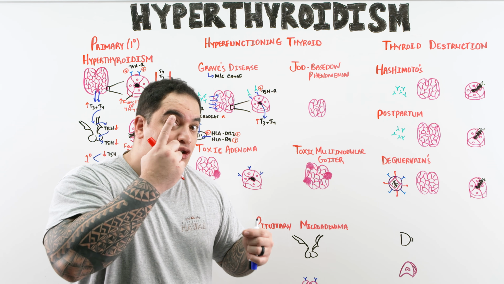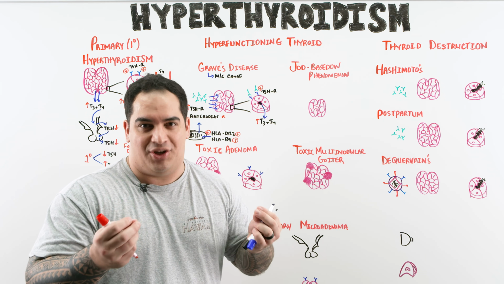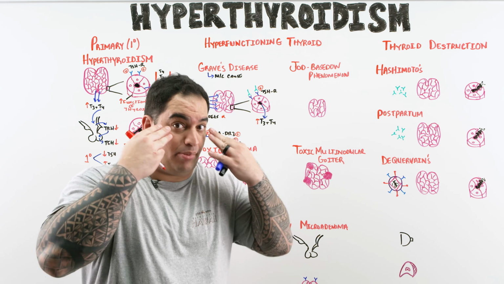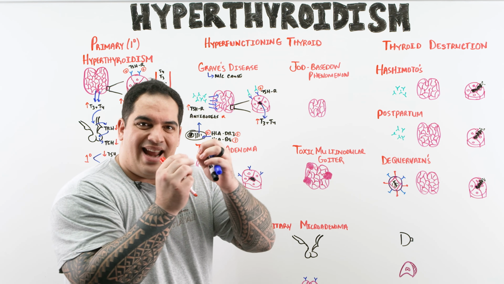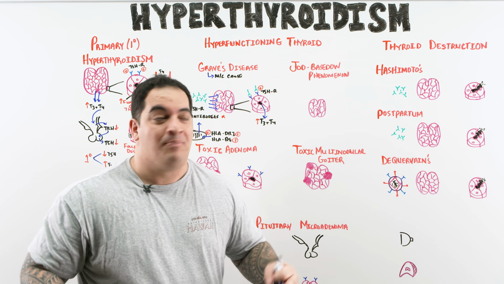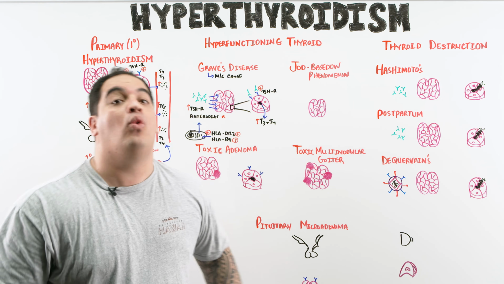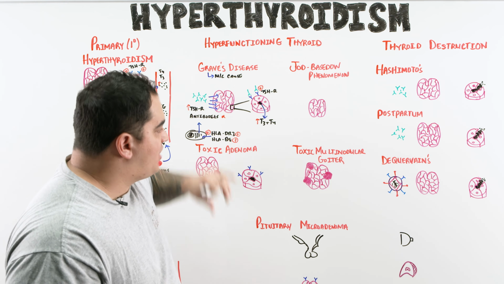Oftentimes their eyes protrude in Graves. We call that ophthalmopathy, which is usually the presentation we refer to as exophthalmos. They're protruding eyeballs. And their lower extremities have a really nasty, like edematous appearance, like an orange peel, which we call pretibial myxedema. This is common in only Graves' disease. We'll talk about that later though. All right, Graves, most common.